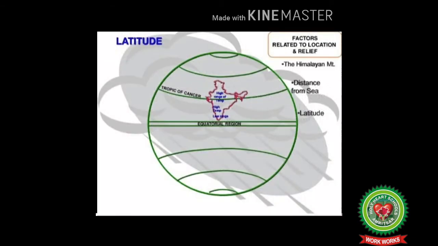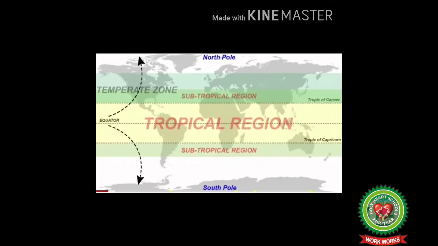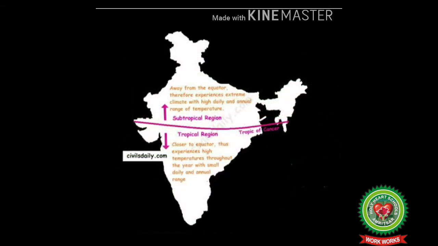Let's understand through the diagram. The latitude affects climate because different latitudes receive different amounts of solar radiation. This shows that the farther a place is from the equator, the less sunlight it receives, and places close to the equator receive more sunlight. The Tropic of Cancer passes roughly through the middle of India. Therefore, the southern part of the country lies in the tropical zone and the northern part in the subtropical zone.